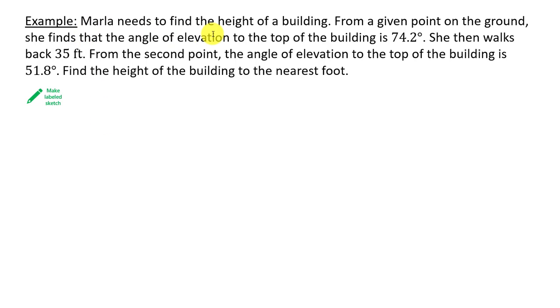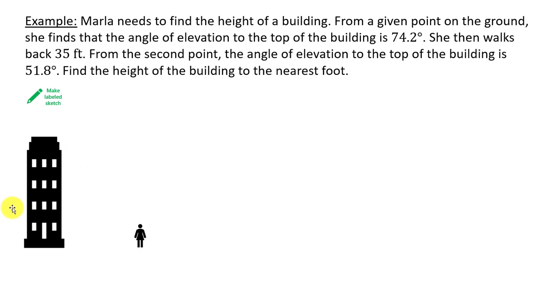So Marla needs to find the height of a building. So here's the building and here's Marla. Here's the segment representing the height of the building. Let's continue reading. From a given point on the ground, she finds that the angle of elevation to the top of the building is 74.2 degrees.